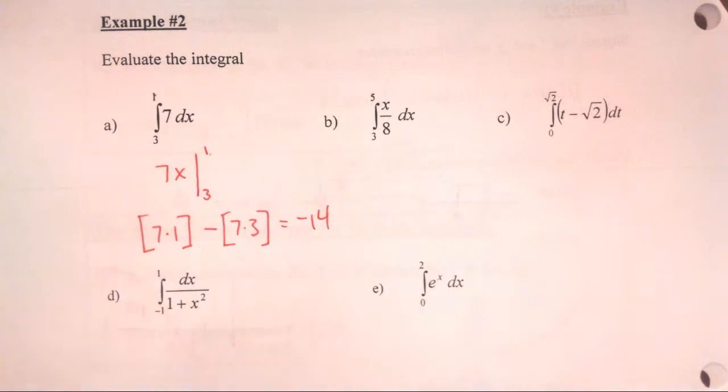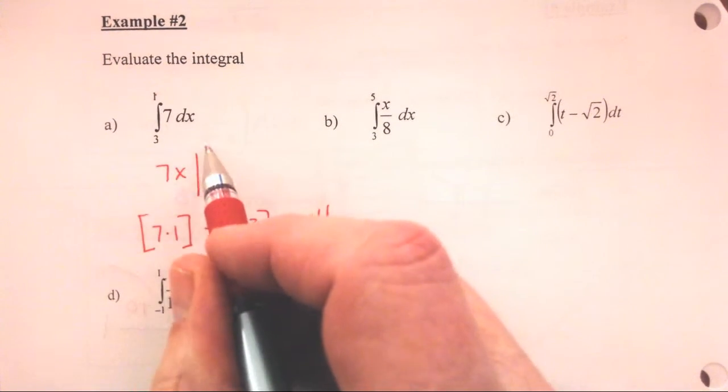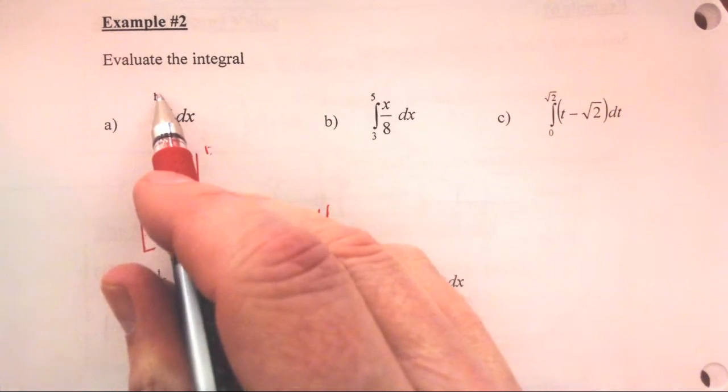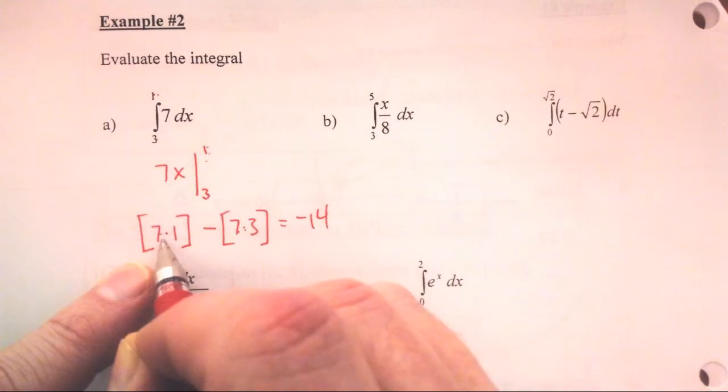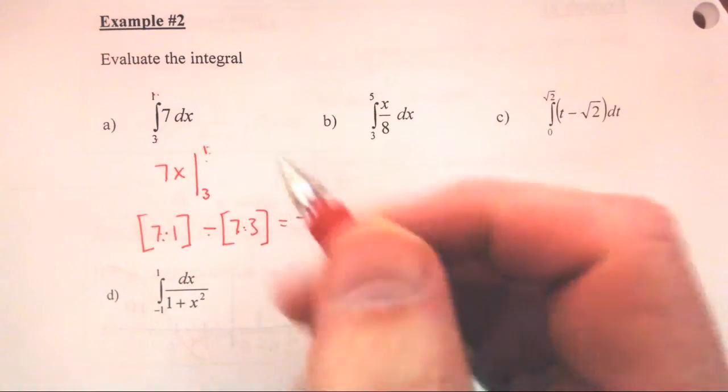Now, imagine if I'd have put 1 here, 3 there. Then these would be reversed, and I'd get 21 minus 7, positive 14. Now let's go back.